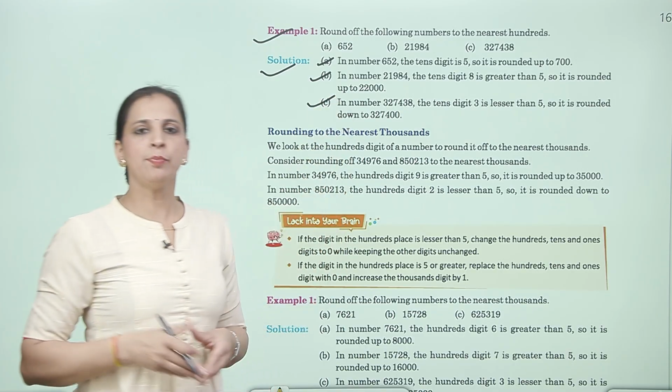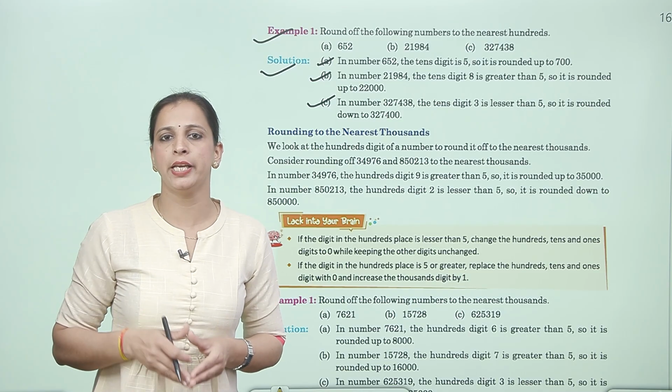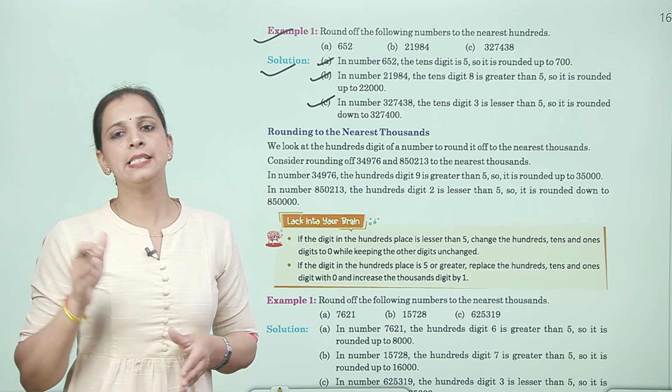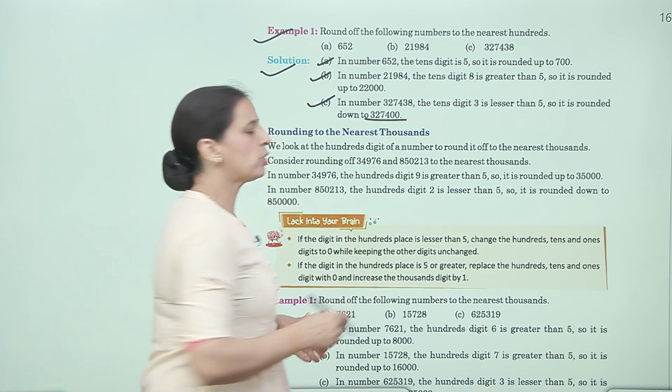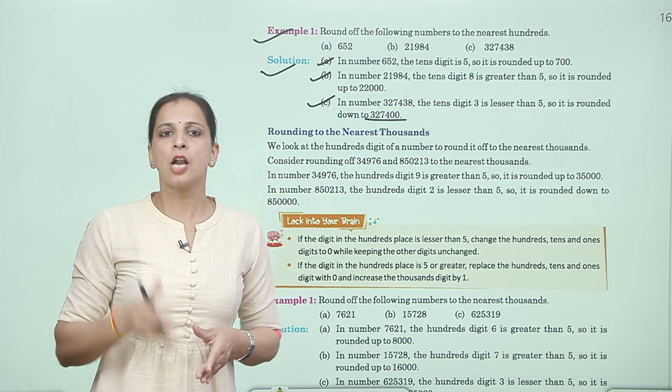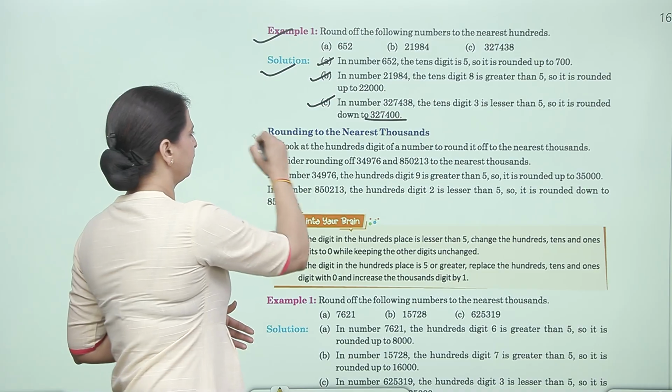Next, in number 327438, the tens digit 3 is lesser than 5, so it is rounded down to 327400. Now, rounding to the nearest thousands.